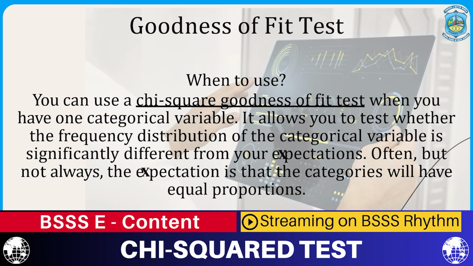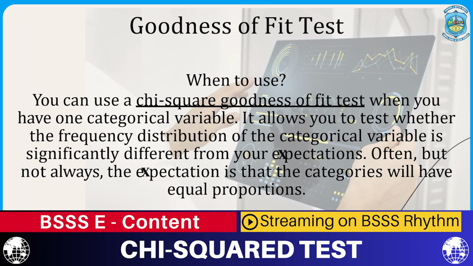Now let's have a look at where and when we use the goodness of fit test. You can use a chi-square goodness of fit test when you have one categorical variable. It allows you to test whether the frequency distribution of the categorical variable is significantly different from your expectations. That means, is there a statistically significant difference between what you expected out of your sample and what you have actually observed?